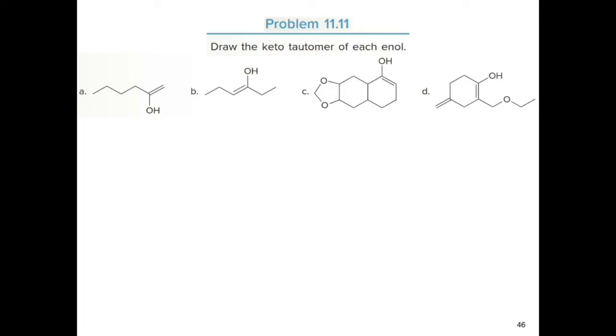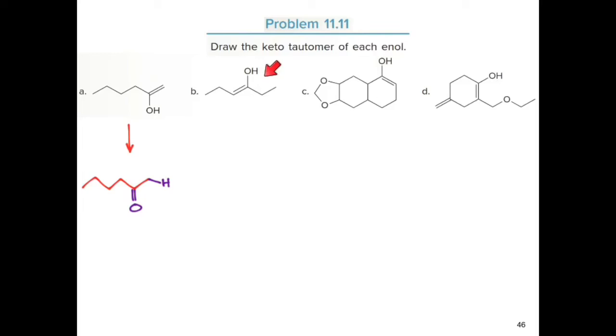Here's practice problem number 11. Draw the keto tautomer of each enol. So for the first enol here, you can see that we have an alkene, a double bond, and then a hydroxy group. So in order to draw the keto tautomer, all you have to do is switch the double bond and a single bond, and then move the hydrogen to the other side of the double bond. And so what we have here is a double bonded oxygen, and then the hydrogen will be moved and bonded to this carbon atom right here, as shown here. So this is our keto tautomer.